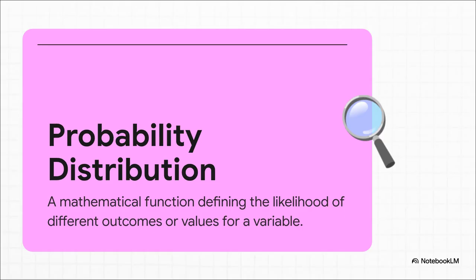So what is a probability distribution anyway? Well, in simple terms, it's just a way to map out how likely each different outcome is. It's like taking this giant messy pile of random data and sorting it all out so it forms a shape that reveals a clear pattern. It turns a jumble of numbers into a picture we can actually understand and use.